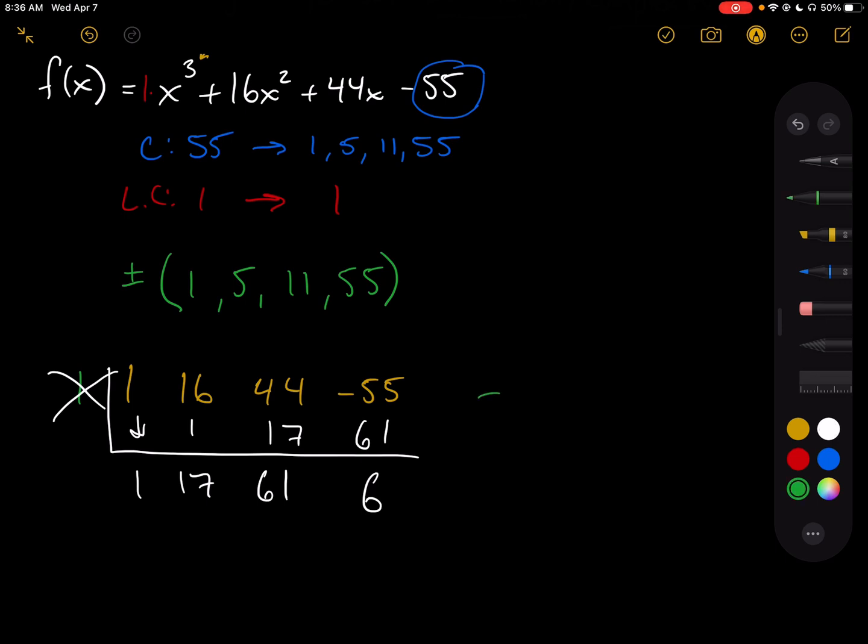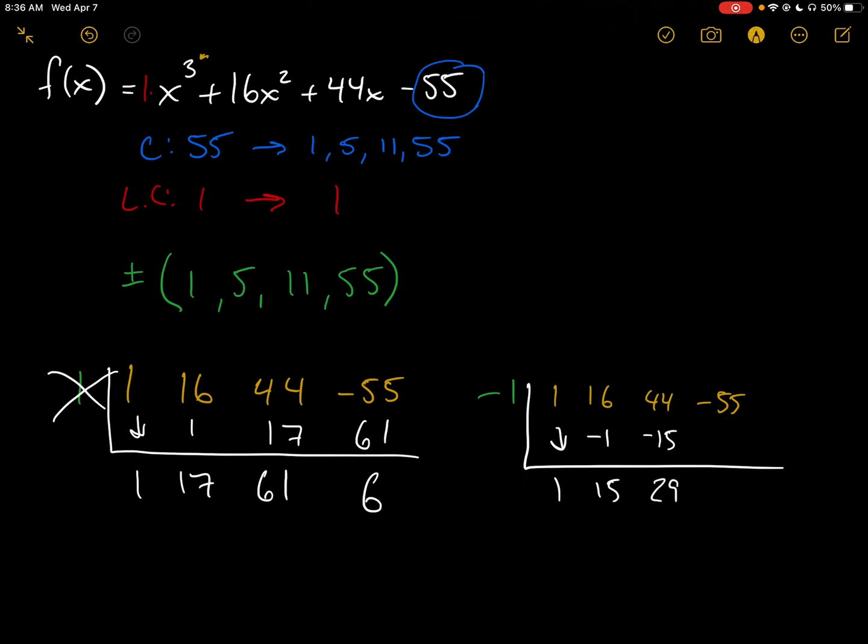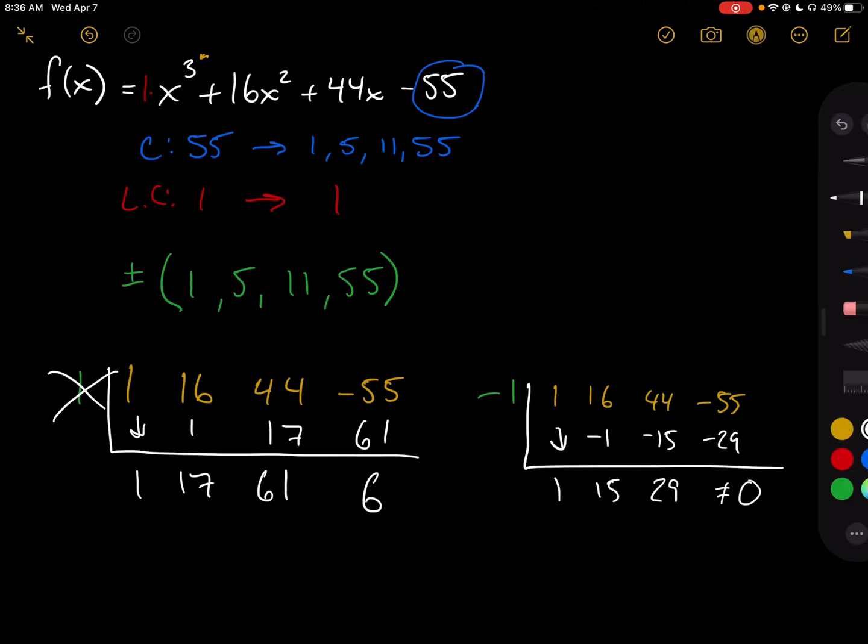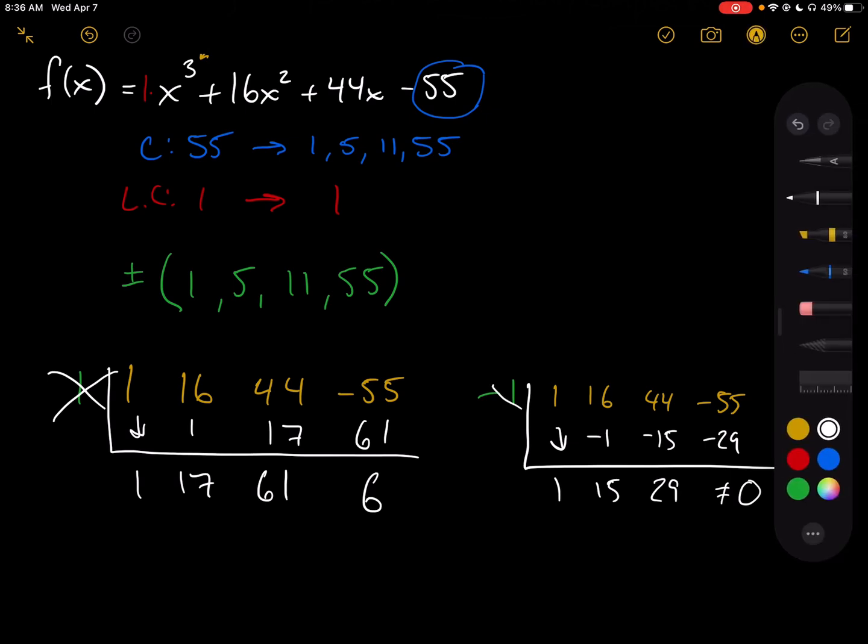We'll try negative 1 next. I'm just working my way down the list. 16, 44, negative 55. Negative 1, 15, 29. Oh, that was weird. And then negative 29. Obviously, negative 55 plus negative 29 is not going to be 0. We don't even need to necessarily calculate that. So negative 1's off the table. Positive and negative 1 don't work.